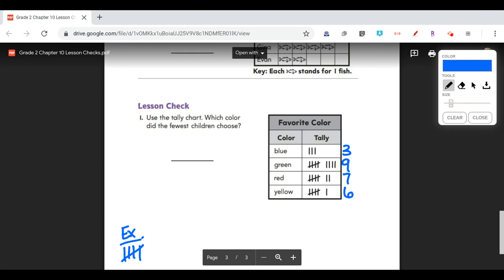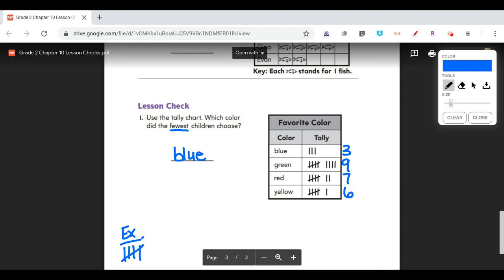So that says use the tally chart. Which color did the fewest children choose? So we want to know which is the smallest. We can also see that if we look at our tally marks, they're lined up, and the only color that doesn't have at least 5 is blue. So that would be the fewest children chose blue as their favorite color. And we can also see that we had the numbers 3, 9, 7, and 6. And when we compare those, 3 is the smallest. So that's the fewest number of votes for blue.